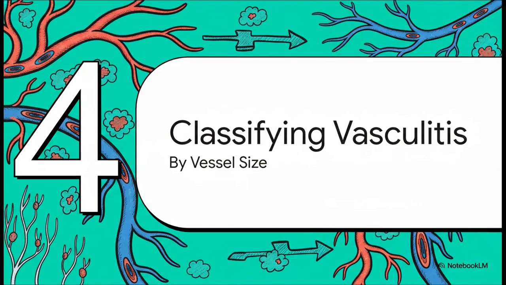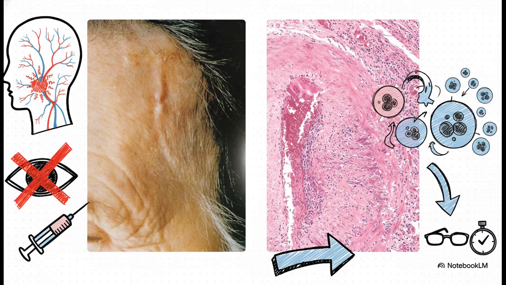Now, vasculitis is not just one disease, but a whole family of them. It's a complex group, so to make sense of it all, we classify them based on the size of the vessel they prefer to attack. Large, medium, or small. It's a very logical system. So let's start large.